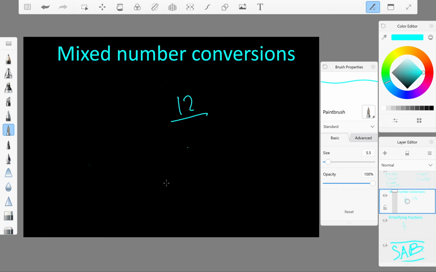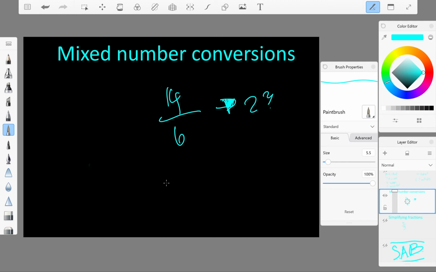I'm trying to think. 12 is too small. 4. That is so bad. Okay. 14/6. So how many times does 6 go into 14, you guys? 6 goes into 14 2 times. And how much is left?